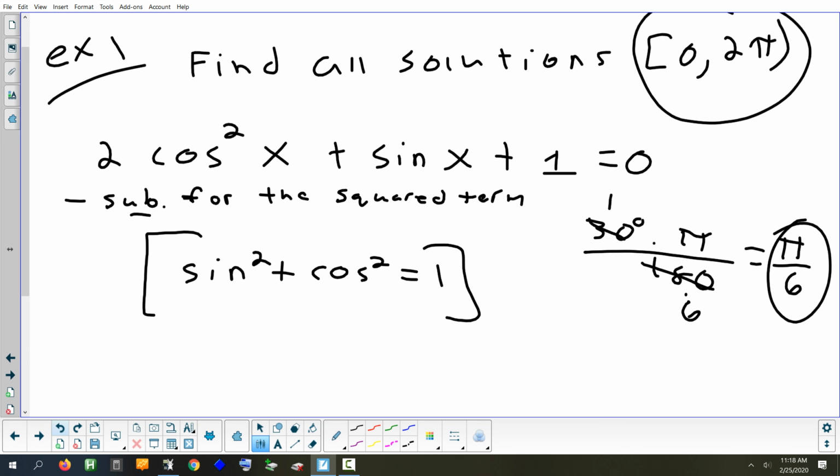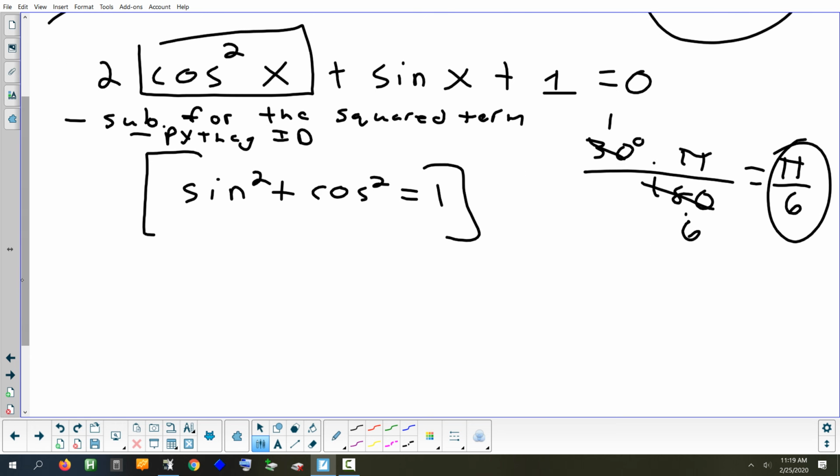Now, if you're wondering, what do you substitute? You use a Pythagorean identity. Okay? And I put one on the board that will help you with this one. So you're going to use a Pythagorean identity to substitute for the squared term. So this is going to change. We're going to have the 2. We're going to put something different in a minute. Plus sine x plus 1 equals 0.